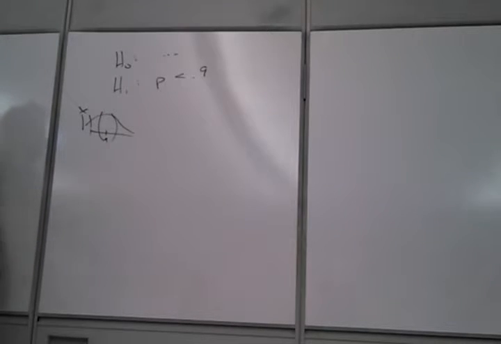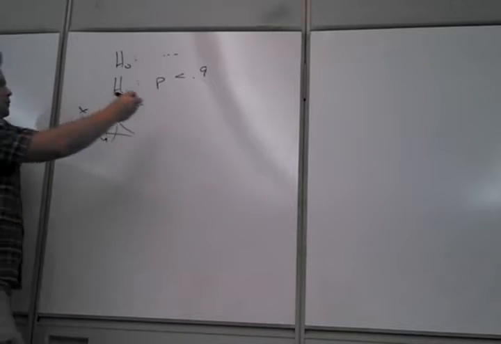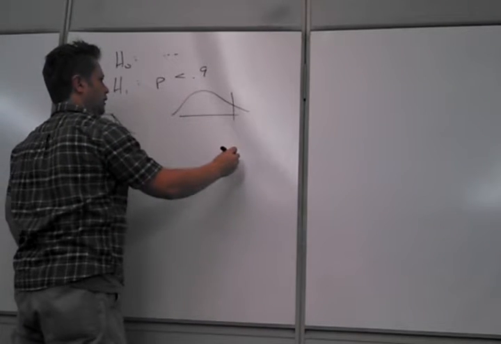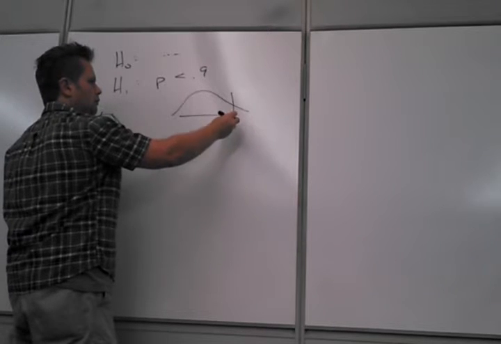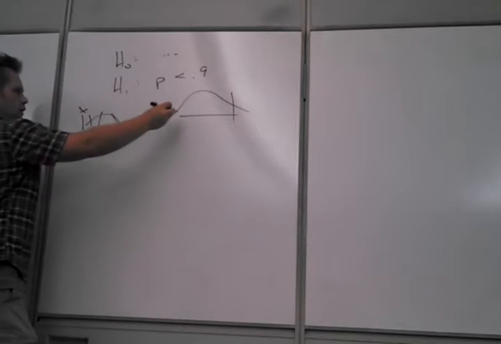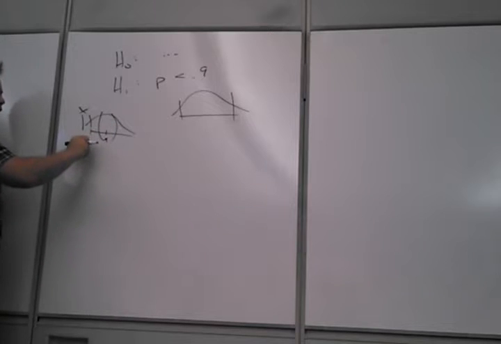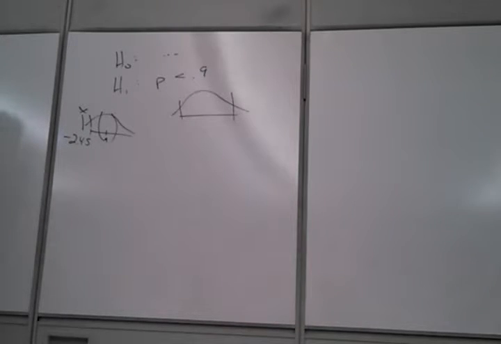That's the whole idea. So I had way too many people putting it up here. You got the right value for Z or T, but it should be down here. And if it's down there, would it make sense to have 2.45? No, because it's down there. So it should be negative 2.45.